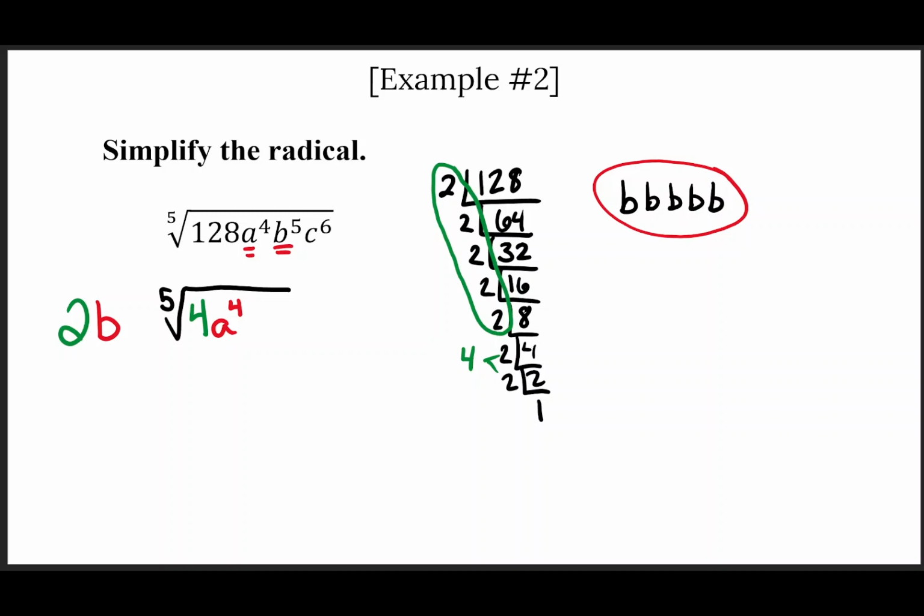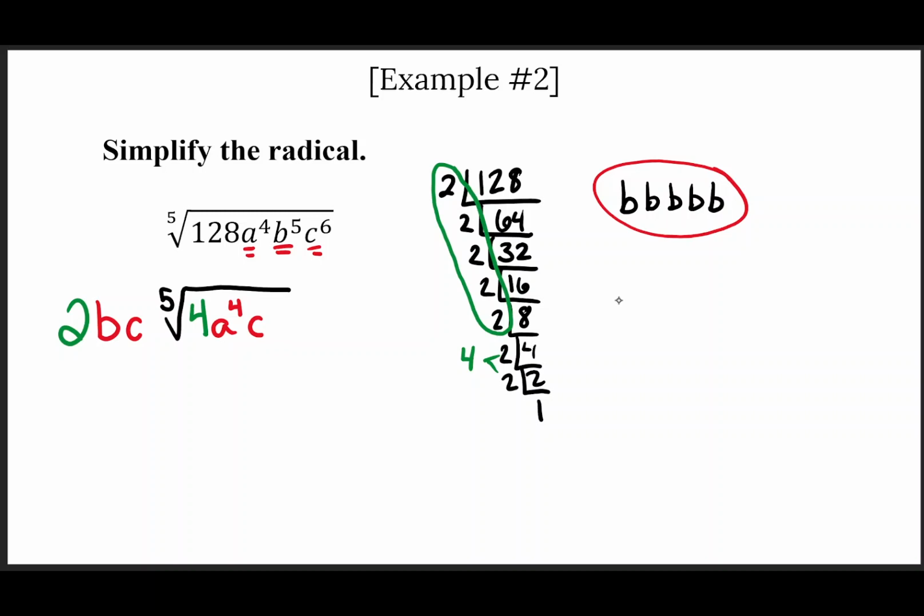C to the 6th. Okay, if I think about it, C to the 6th, that means I can get 1 set of 5 and 1 left over. So you could just say C to the 1 on the outside, C to the 1 on the inside. First power, C to the 1.